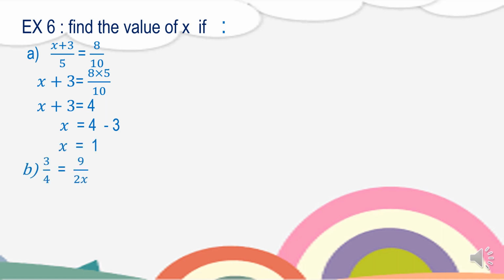Again, if I have 3 over 4 equals 9 over 2x, I have x in the fourth term. So I put the whole fourth term on the side. So 2x equals what? Yes, 4 times 9 over 3, which equals 12. Now I have 2x equals 12. What's the meaning of 2x? What's the operation between 2 and x? Yes, it's multiplying. 2x means 2 times x.